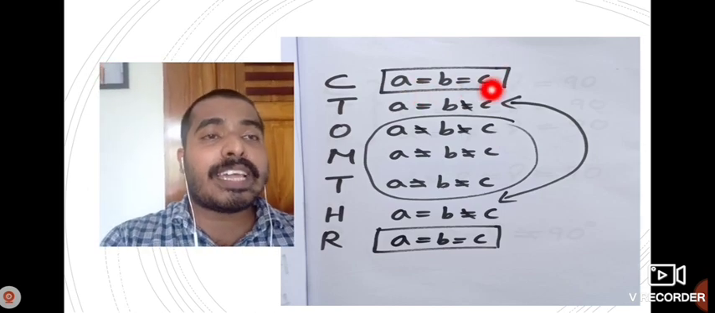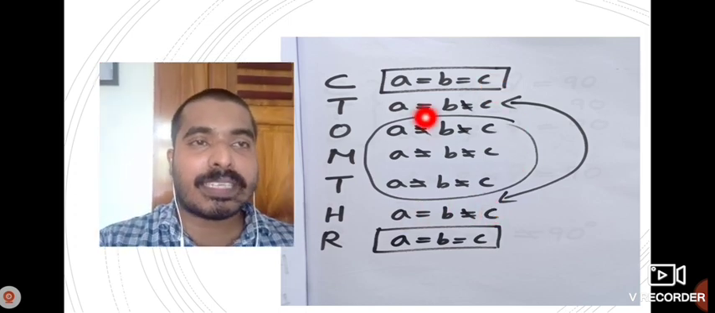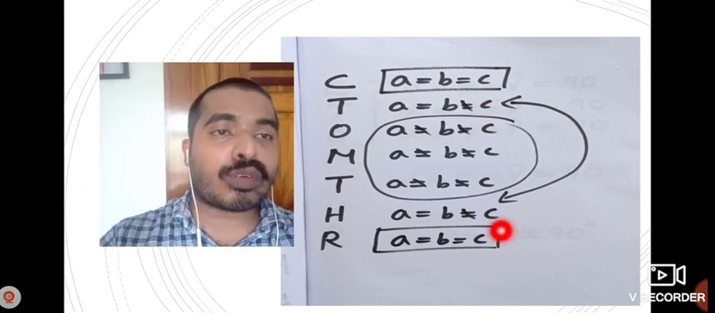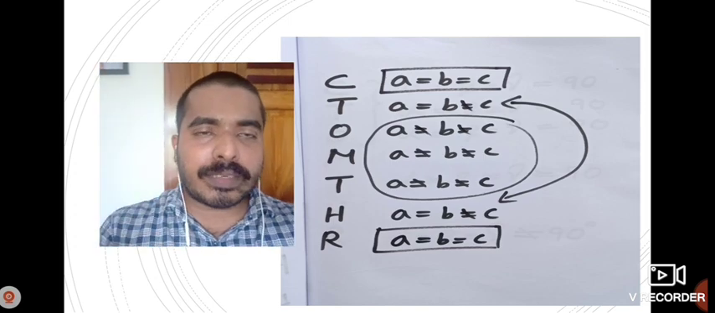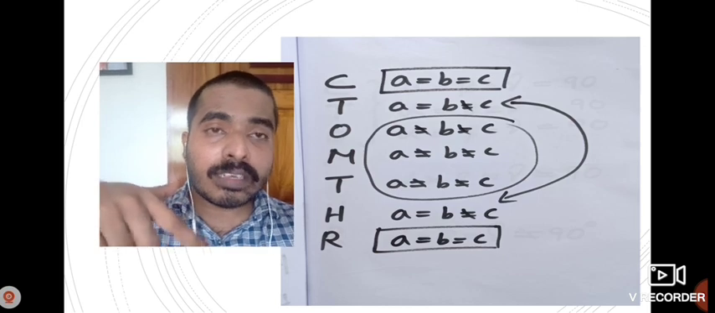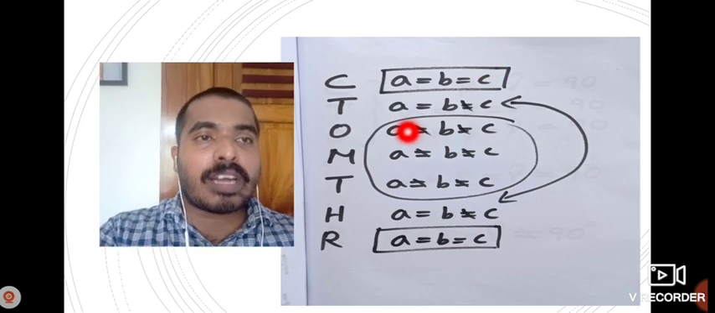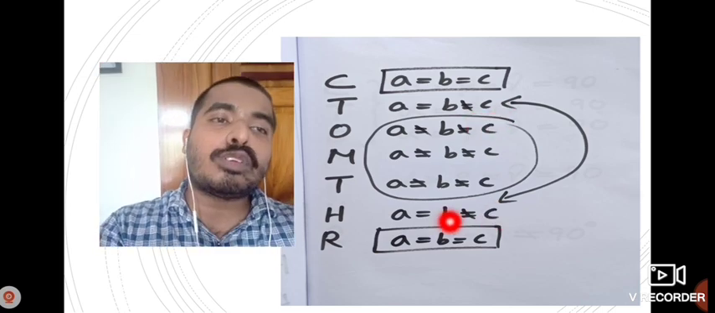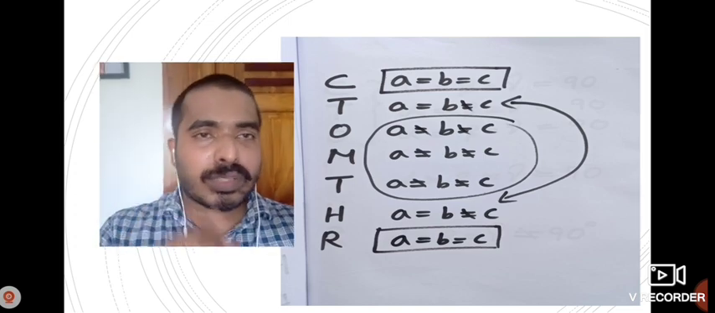The top one is A equal to B equal to C. Bottom one is also A equal to B equal to C. Second one is A equal to B not equal to C. Second one from the bottom is also A equal to B not equal to C. All the remaining are A not equal to B not equal to C. How easy it is to remember.